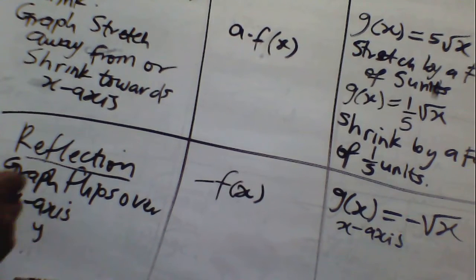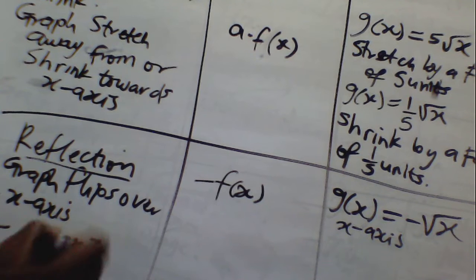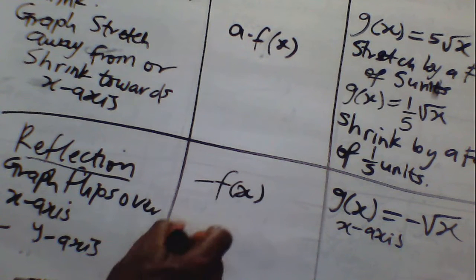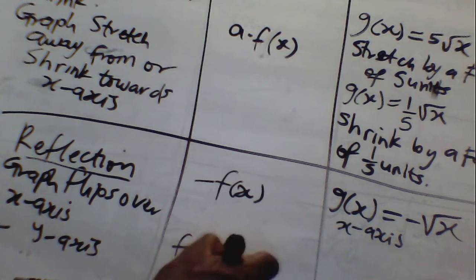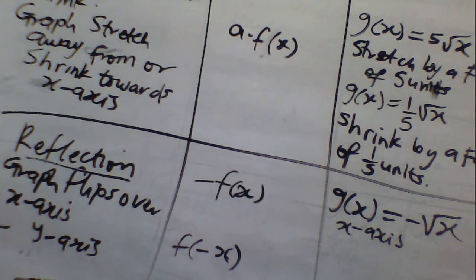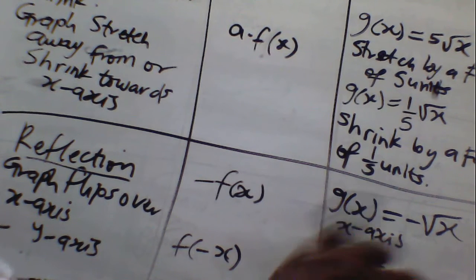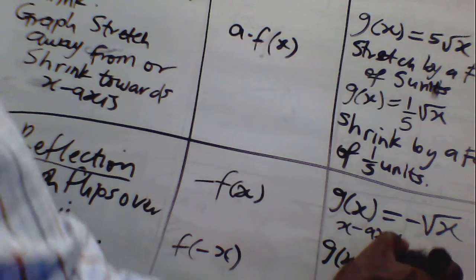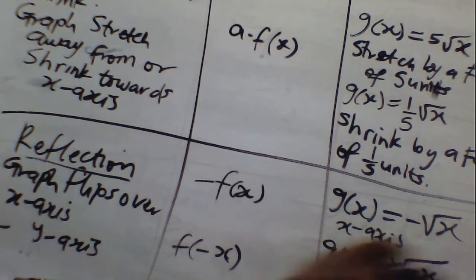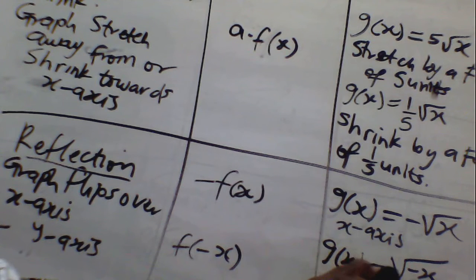So for the y-axis, for the y-axis, you have f of minus x. What will happen? The reflection will flip over the y-axis. The reflection will flip over the y-axis. So in this case, g of x is equal to the square root of minus x. This is on the y-axis.